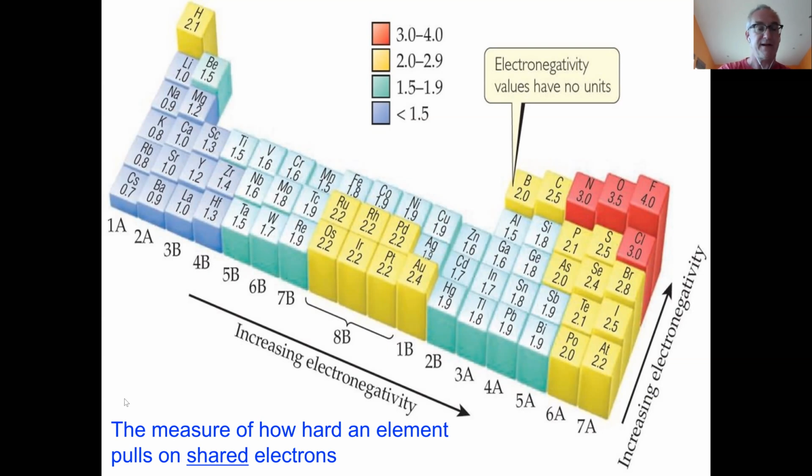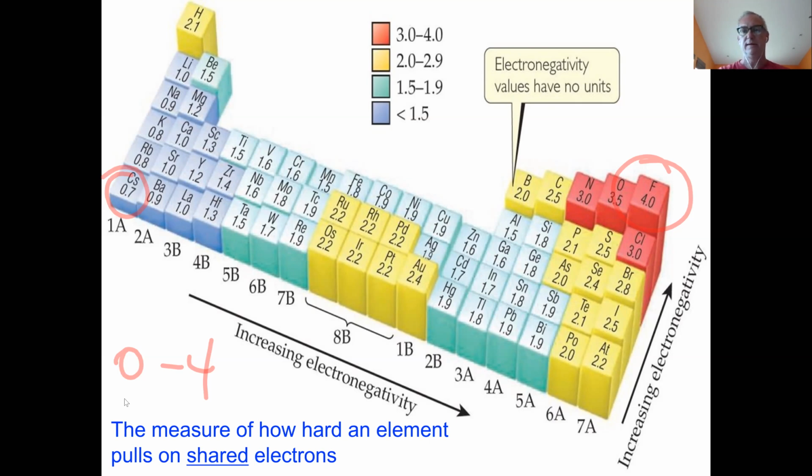And for some reason, why it's not 0 to 10, I don't know. He made it from 0 to 4. Why 4? I don't know. But anyway, fluorine is the highest. So fluorine is the most electronegative element there is. It doesn't matter who fluorine's bonded to, it's keeping those electrons closer to fluorine than the other element. Cesium has the lowest. So we can see that the bigger you get, the harder it is to pull on those electrons. The smaller you get, the higher your electronegativity goes.